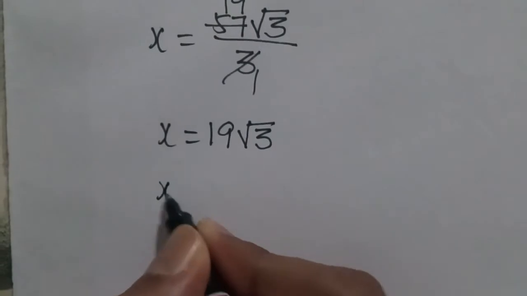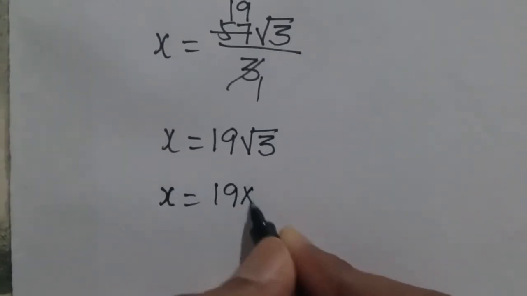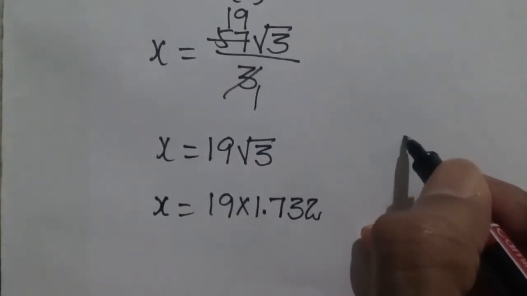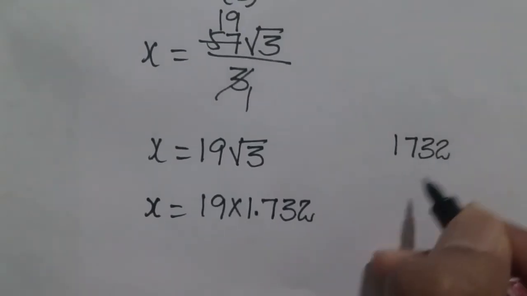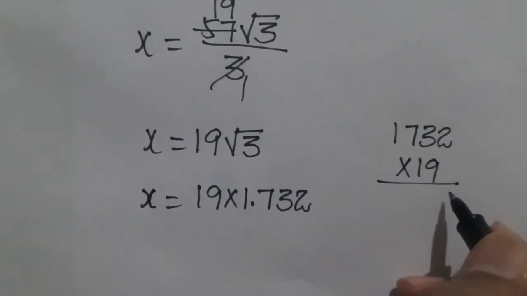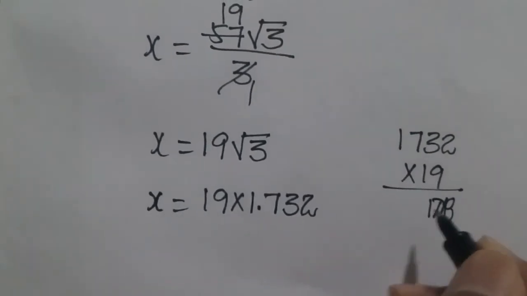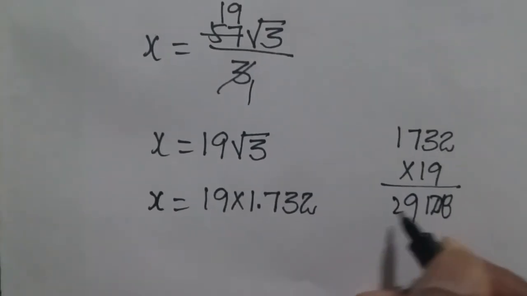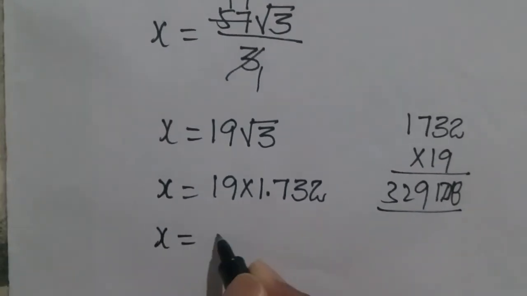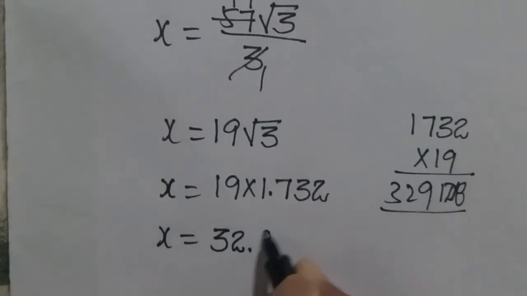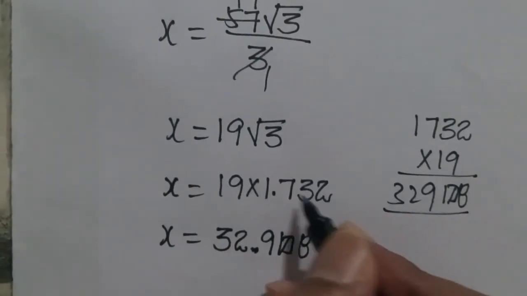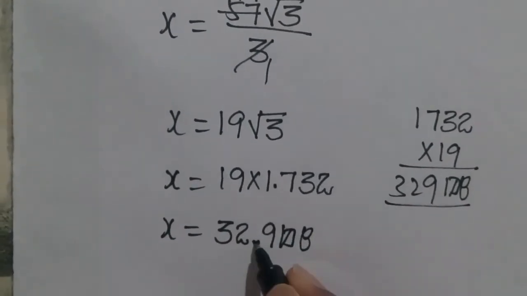Here x is equal to 19 into root 3, where root 3 means 1.732. Now multiply 1.732 into 19. Multiplying, you are getting 32908. X is equal to 32.908. Where should we put the point? Remember, count 1, 2, 3 digits from the right side, afterwards you should keep the point.